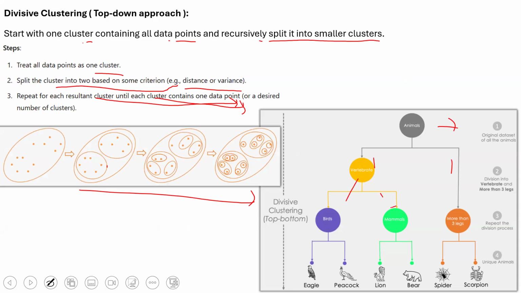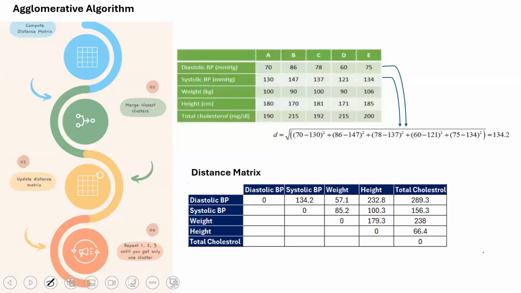So you repeat this process until you get one point in each cluster. This is called divisive clustering, which is a top-down approach. So the types of hierarchical clustering are agglomerative clustering, which is a bottom-up approach, and divisive clustering, which is a top-down approach. And you have seen the differences between agglomerative and divisive clustering.